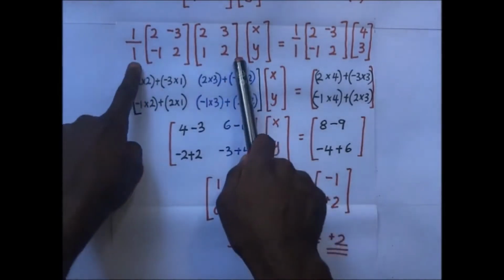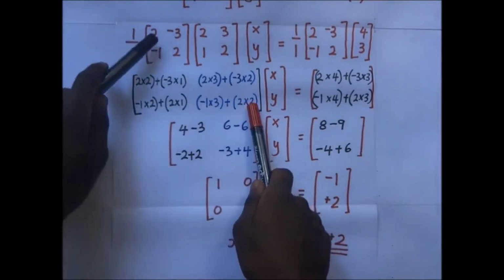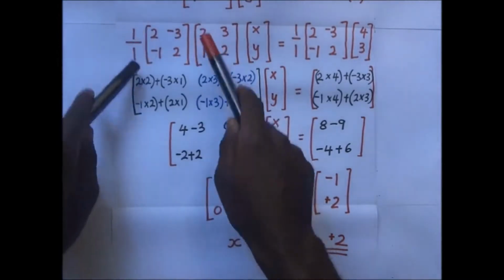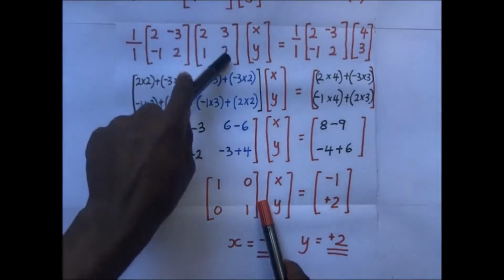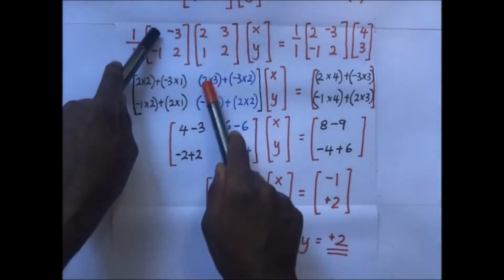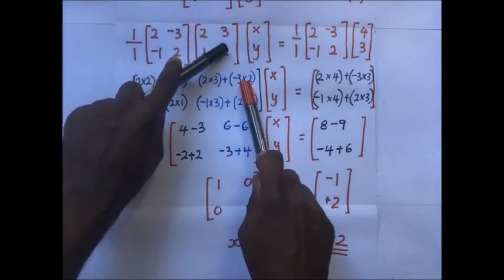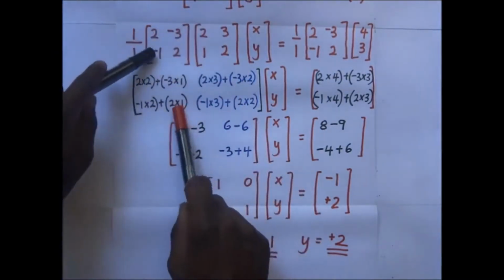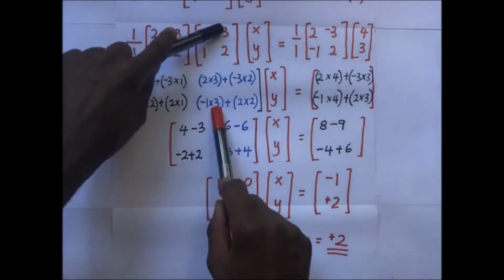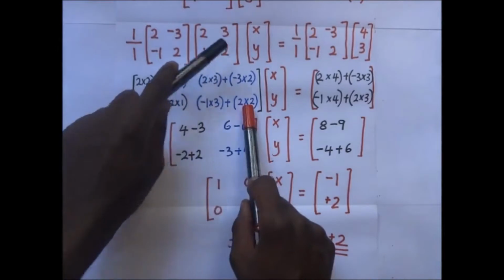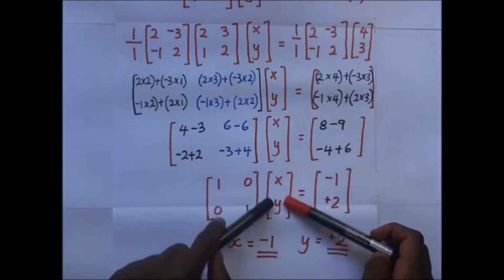So we multiply it here, and we do the same on the other side. Of course, the multiplication is row by column. 2 times 2 plus negative 3 times 1. Then this row times that column to get this: 2 times 3 plus negative 3 times 2, which is that. Then we have negative 1 times 2 plus 2 times 1. Then we have negative 1 times 3 plus 2 times 2, which is that. So when we compute all this, we shall end up with the identity matrix times xy.